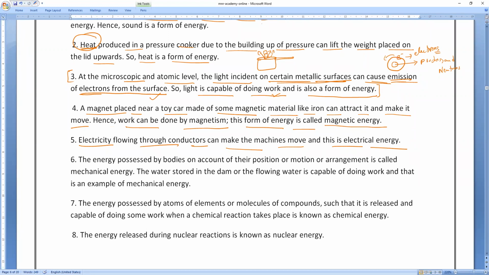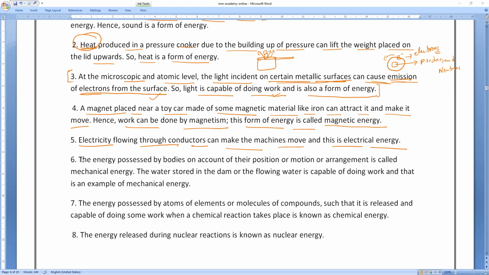Now electric buses, electric cars, everything is coming. How are they getting the energy? From electricity only. Am I right or wrong? For movement, they are getting the energy from electricity. Right or wrong, guys? Everybody speak. Yes, sir. So that is also a form of energy. So we can say electricity is also a form of energy.